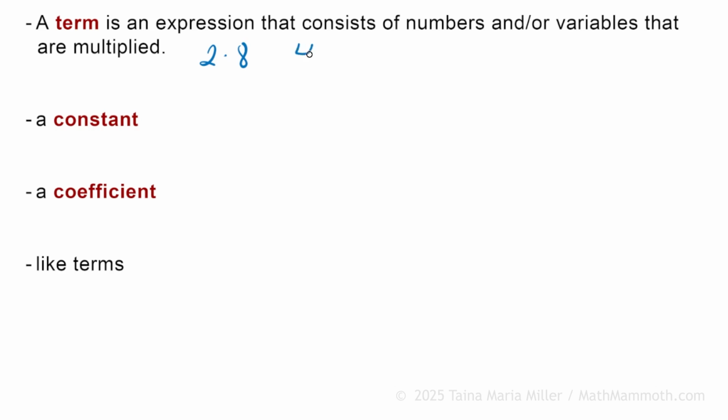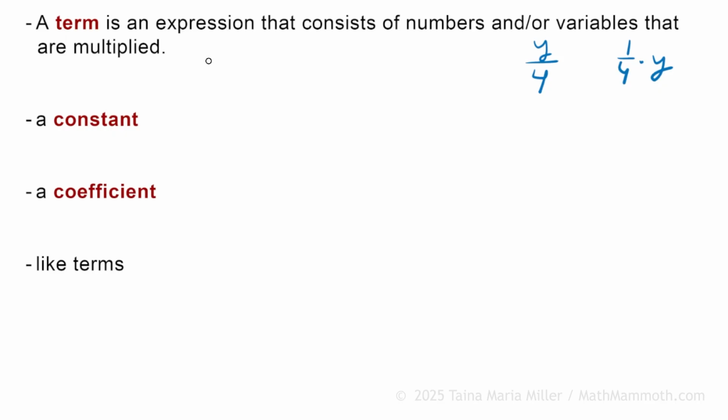Or you might have 4 times x. That's a term. Or you might have t to the third times 0.6. This whole thing is a term because it is multiplication, variables that are multiplied, t times t times t, and then 0.6. And here's one more. Let's look at y divided by 4. This is a term. You might say, but that's not multiplication. But yes, it is, because division can be written as a multiplication by a fraction. This is actually the same as 1/4 times y.